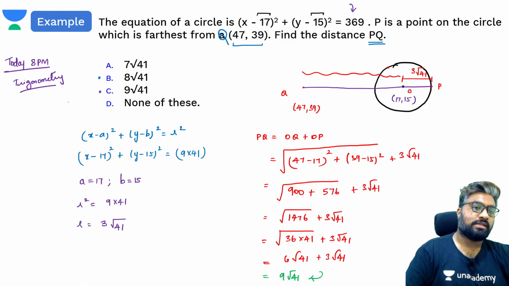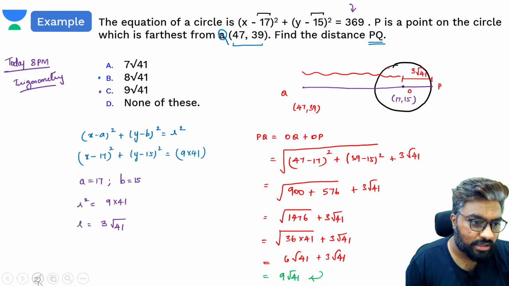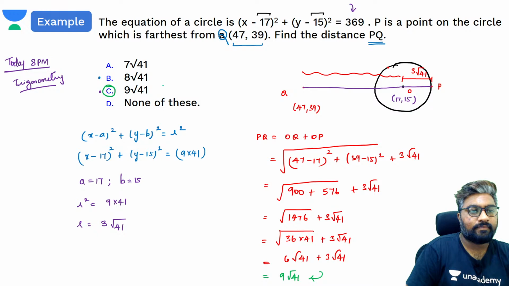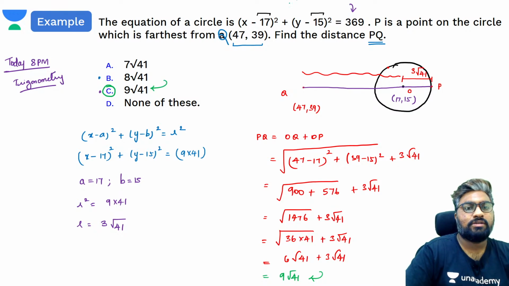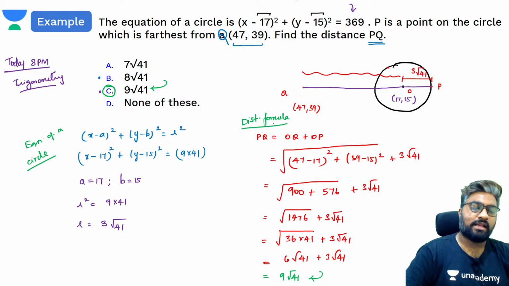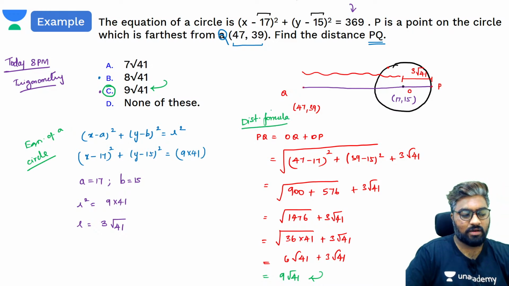So this question might look a little complex when you read it because the diagram is not given to you, but otherwise this is actually a very simple question. You're basically just using the equation of a circle to find the radius and the coordinates of the center, and you're using the distance formula here. That's it. It looks complex because the diagram is not given, otherwise this is a simple task.